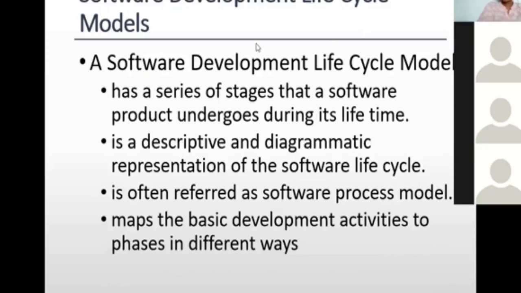Now, software development life cycle model. Previously we discussed the software process model. When it comes to the software development process, we can call it a software development life cycle model. The software development life cycle model has a series of stages that a software product undergoes during its lifetime. When we develop software, there are a series of phases or interrelated activities, right?